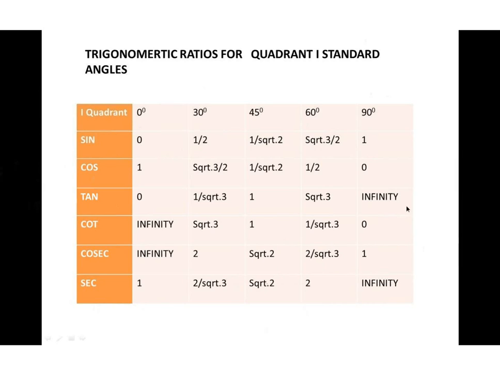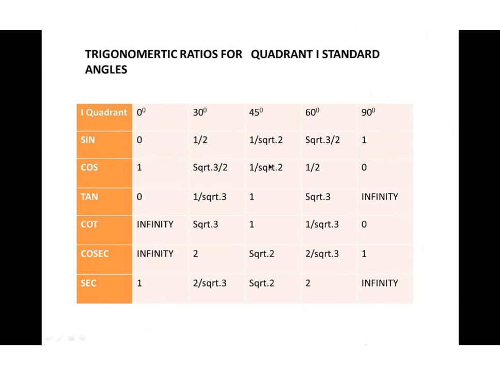you can get the values for the sec ratio by either writing the inverse of the values for the cos ratio, or you can write the cosec ratio in the reverse manner. For example, 1, 2 upon square root of 3, square root of 2 to infinity. Okay, so in this manner you can remember the table for the trigonometric ratios for the first quadrant.